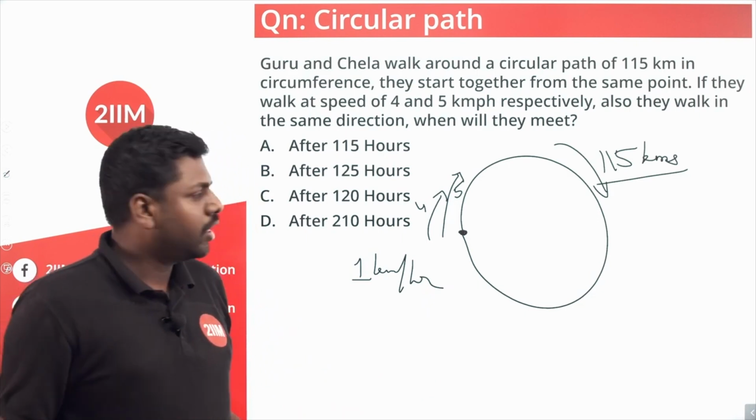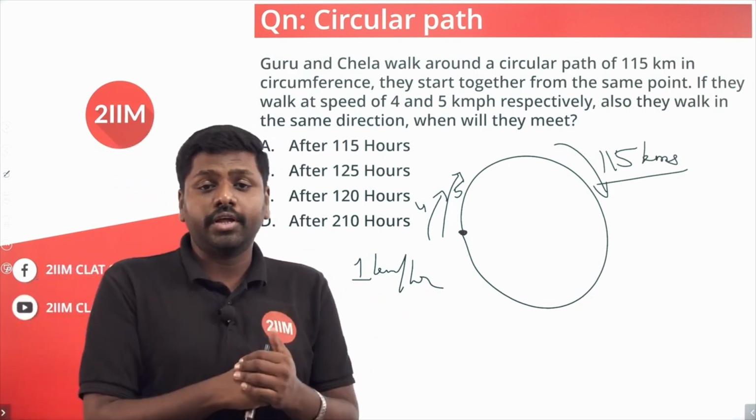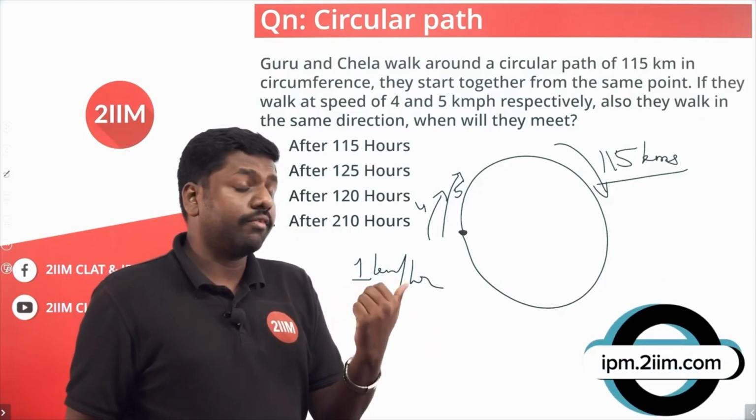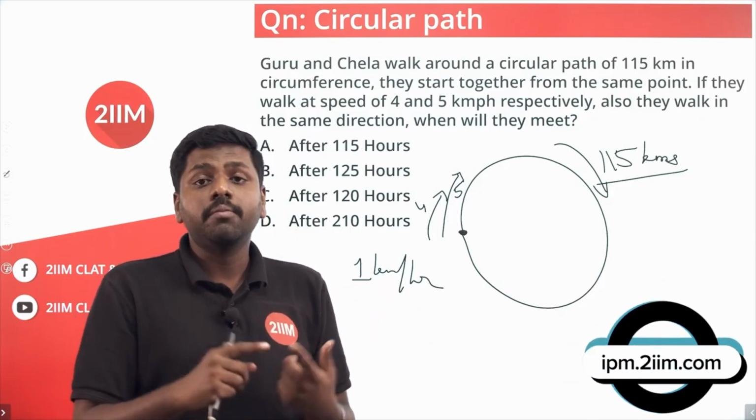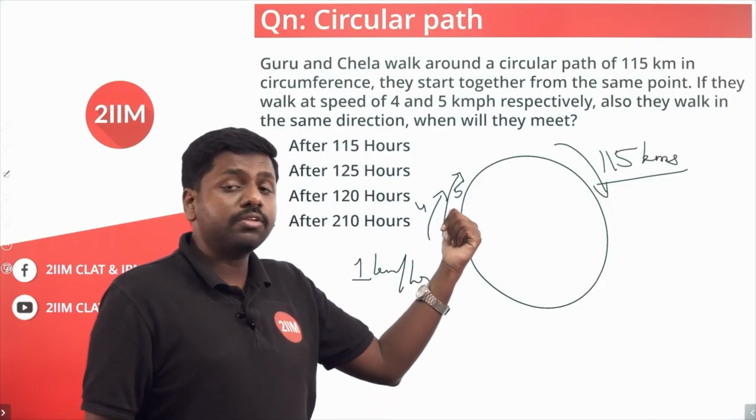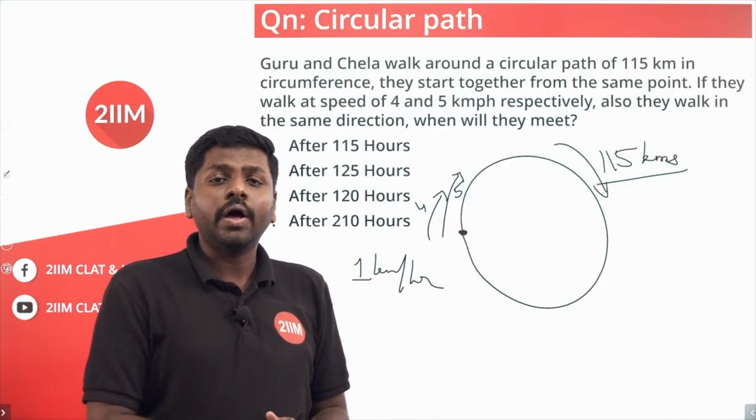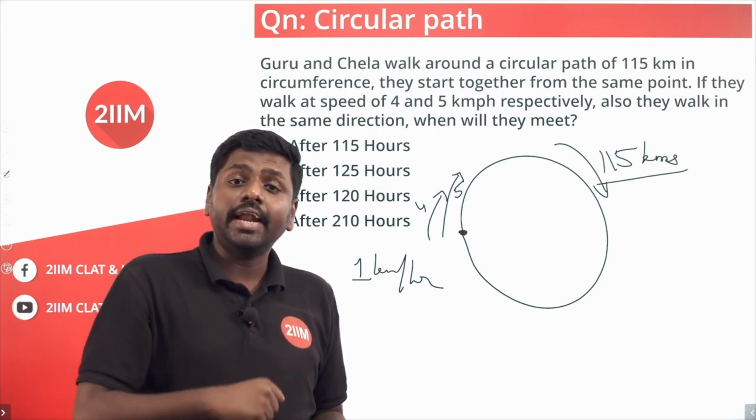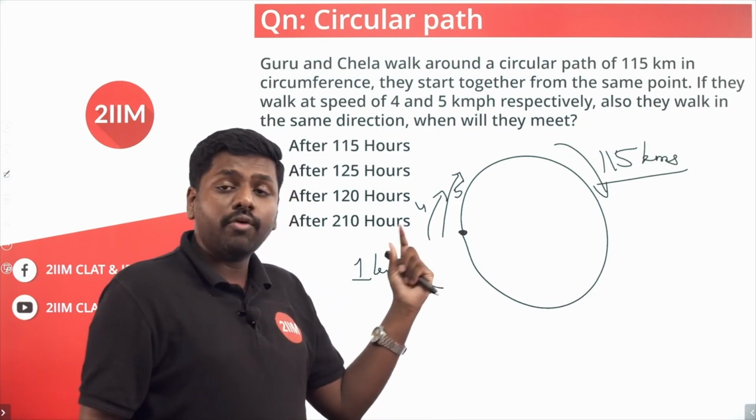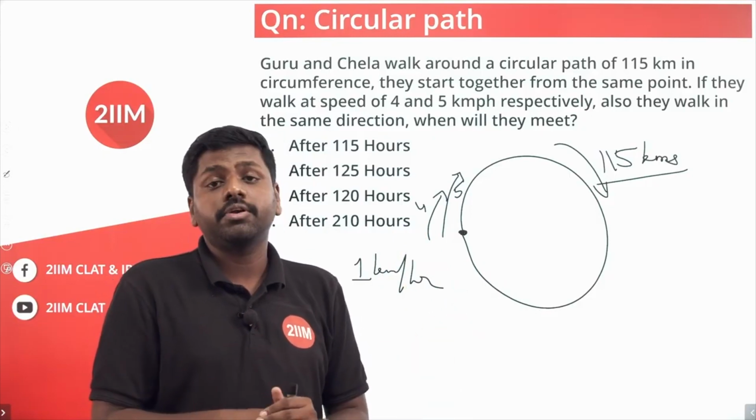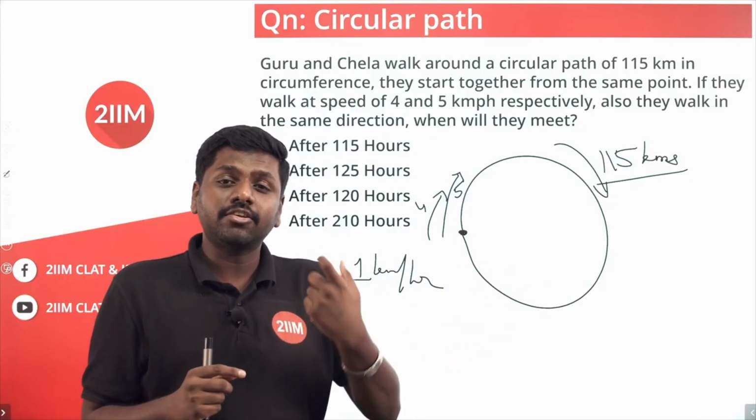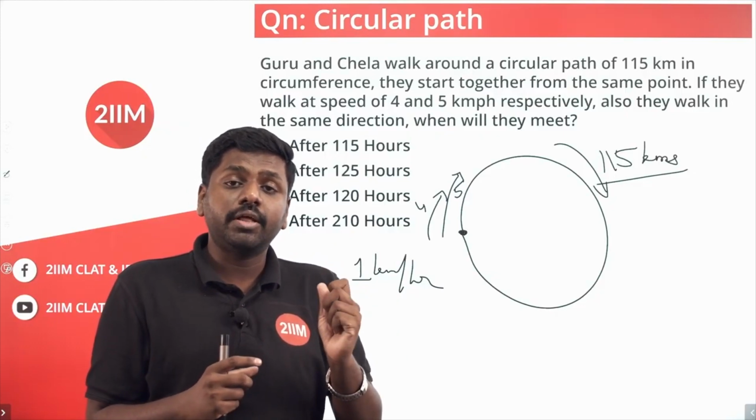What do you mean by that? After the end of first hour, person A would have traveled 4 kilometers, person B would have traveled 5 kilometers, so the gap between them is 1 kilometer. At the end of second hour, person A would have totally traveled 8 kilometers, person B would have totally traveled 10 kilometers. So the difference increases by 1, and now the difference between them is 2.